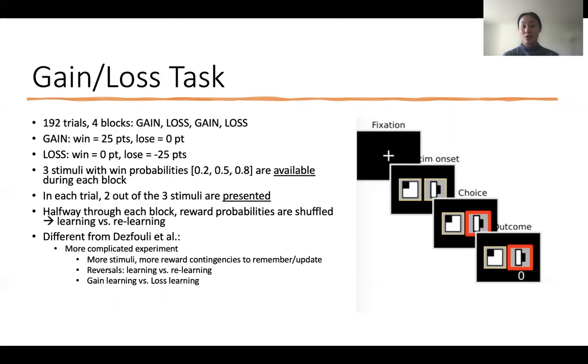We also built in reversals of reward probabilities, which means that participants also had to update their reward contingencies. And finally, we had gain learning versus loss learning. So all of these features made the experiment more complicated, both for the participants and for us in terms of modeling. And also, we had a much larger sample size. We had around 1,000 participants, whereas in this Foley's case, they only had around 100.